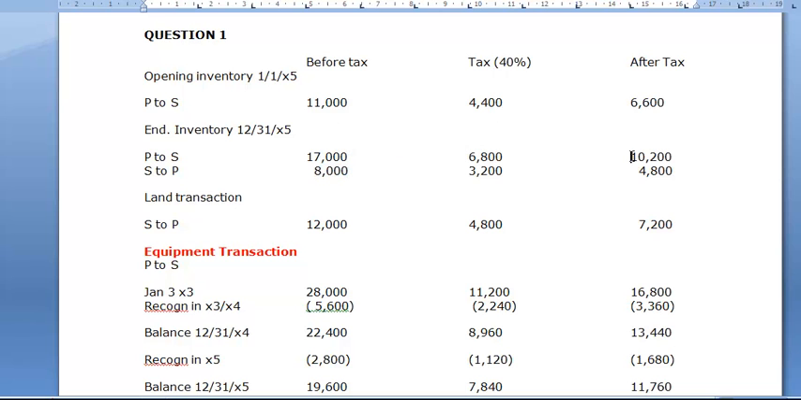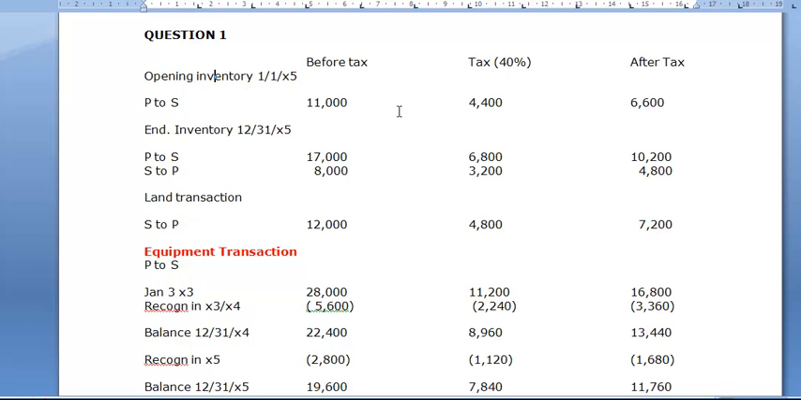So we know that together $10,200 will adjust the parent's income when we calculate consolidated income this year, and $4,800 will adjust the sub's income when we calculate consolidated net income this year. Both of those amounts will decrease the respective entities' recorded income or profit this year.